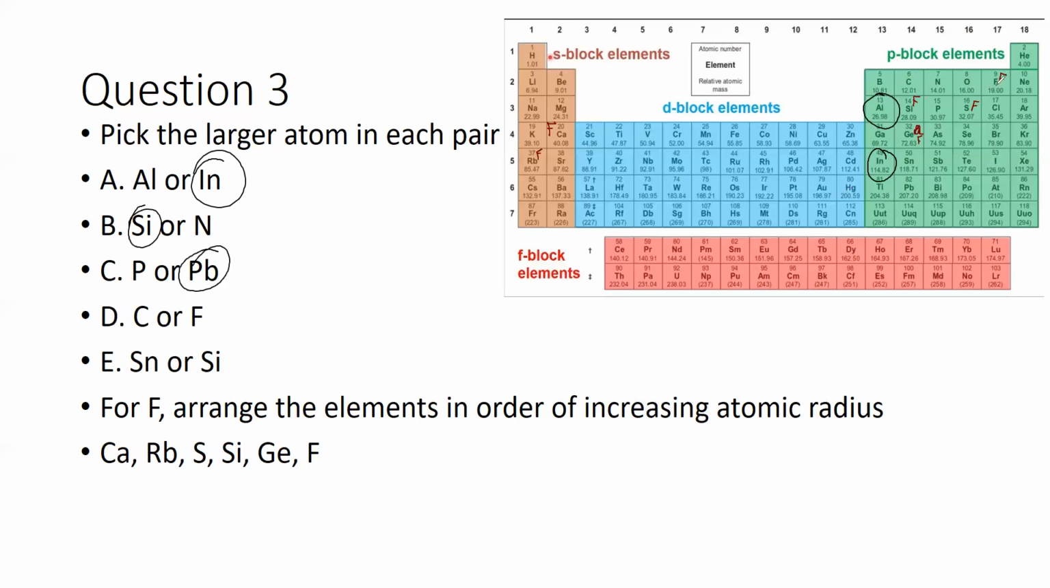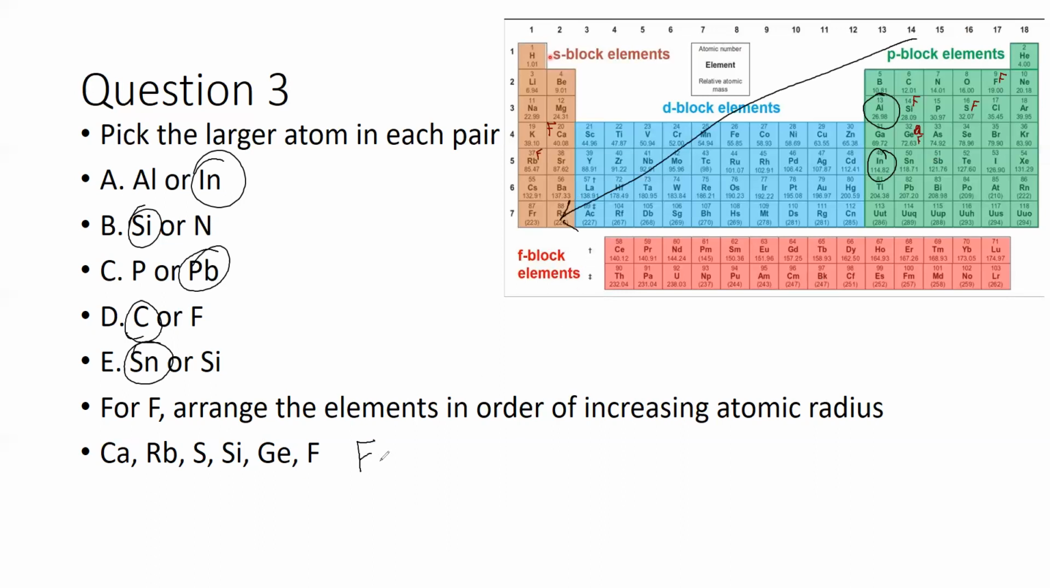Carbon versus fluorine. Well, carbon is to the left of fluorine, so it's bigger. And tin, which is Sn right here, versus silicon. Tin is below silicon, so tin is bigger. Then arrange these elements from small to big. So all you're doing is working from the top right to the bottom left.